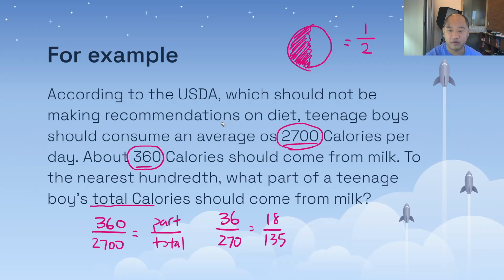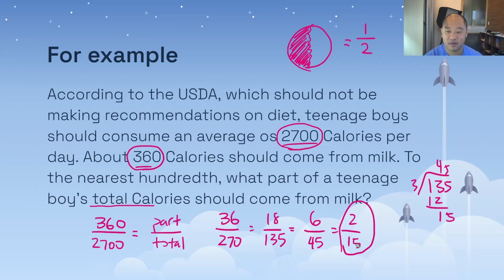Yeah, we can divide both by 3, right? So that'd be 6 over 135. 135 divided by 3 is 45. 6 over 45. But we can still divide this by 3, right? So 2 over 15. 2 over 15. This is our final simplified answer.